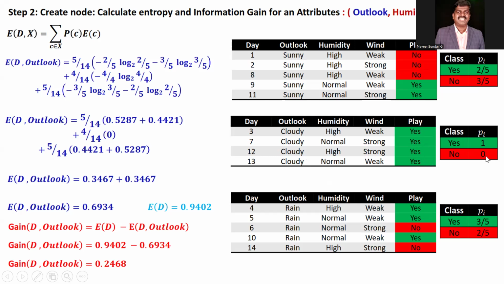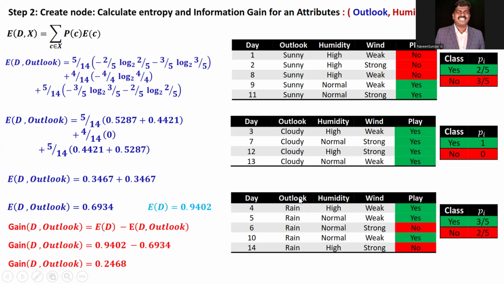That's why we can say no is 0. Okay. Substituting here in this, we can see that 4 by 14 into minus 4 by 4 logarithm to 4 by 4. Another one is 0 only, so we are leaving that. Got it? And then the next outlook is rain.